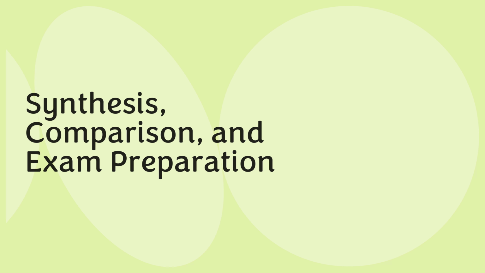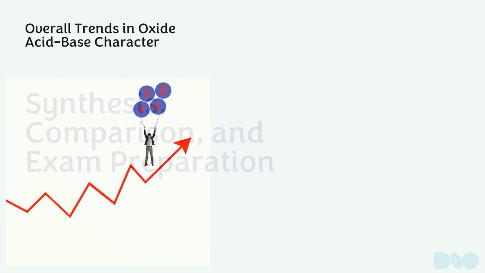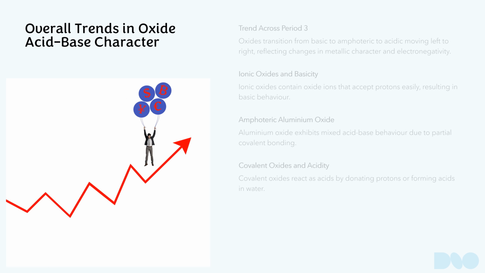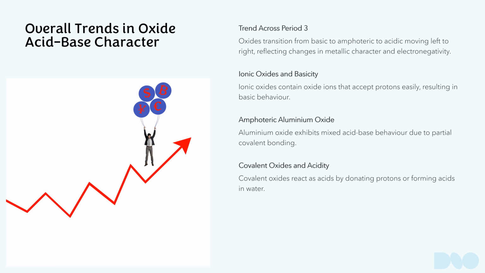Overall trends in oxide acid-base character, using graphs, data, and comparisons in exam questions, key takeaways, and final exam tips. A central theme of the period 3 topic is the clear trend in oxide behavior, moving from basic through amphoteric to acidic as you go across the period. This trend reflects decreasing metallic character and increasing electronegativity.